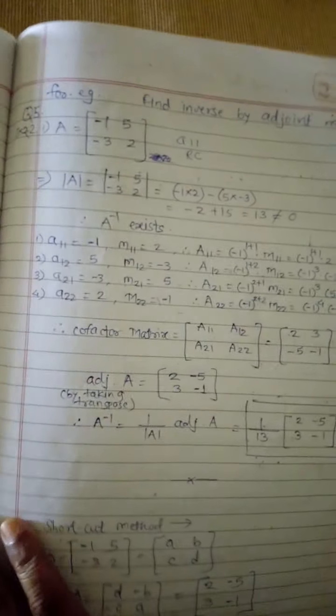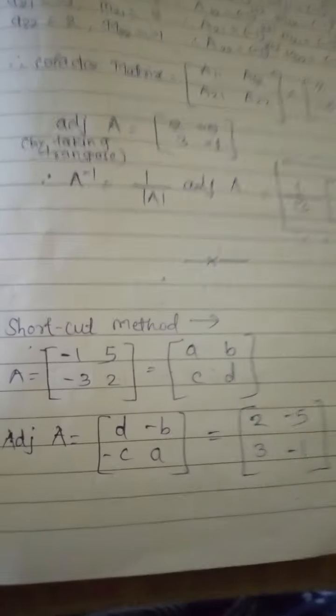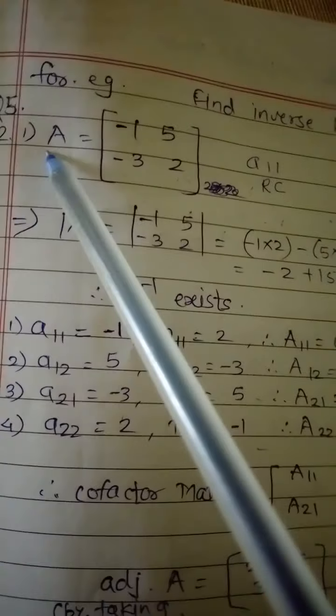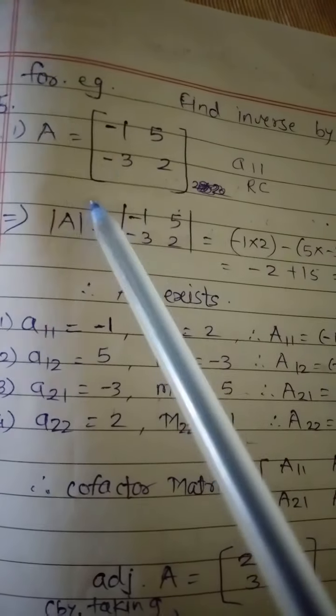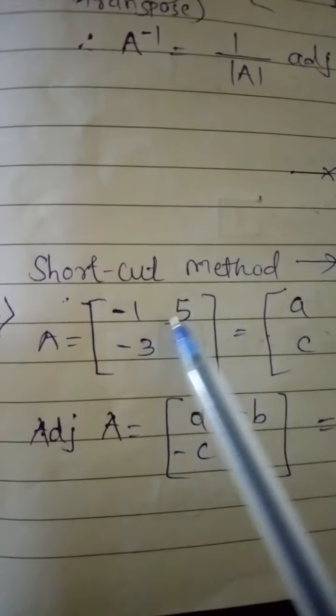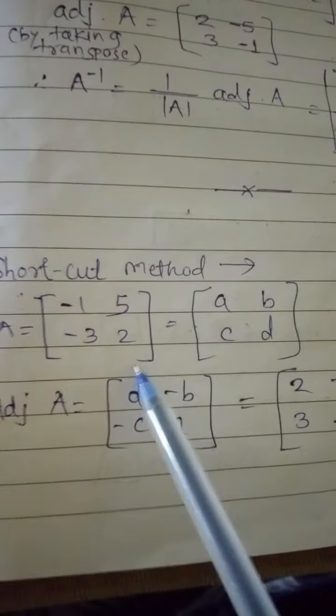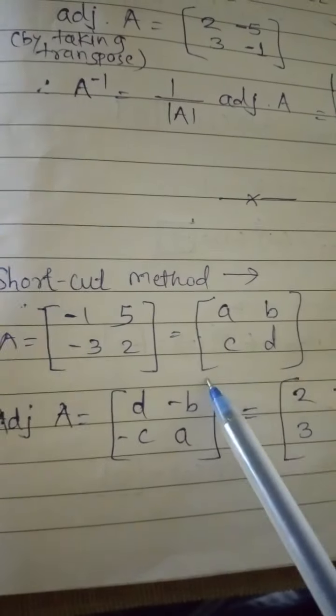There is one simple shortcut way to find the adjoint of A, but we can't use it in your board exam. It is just useful for MCQs and in your CET exam. So see, I am taking the same example, A equals -1, 5, -3 and 2. Just consider it as a, b, c and d.